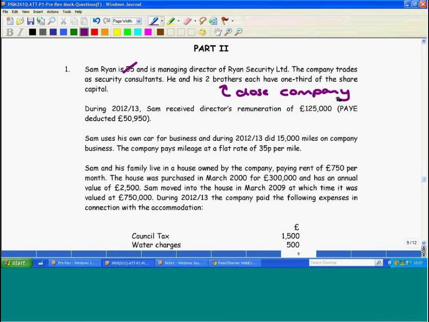Now, the other thing is people that take things out of close companies, how they're taxed on those. We won't be covering that in this session, unfortunately. So that's what I need to think when I see that line there.